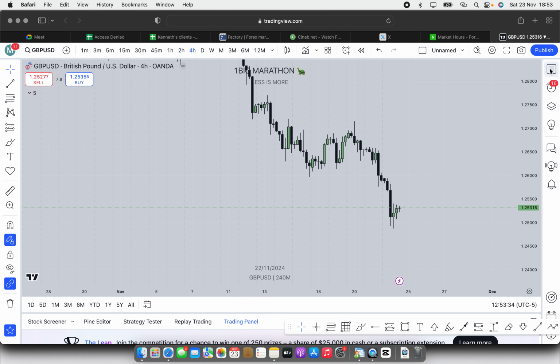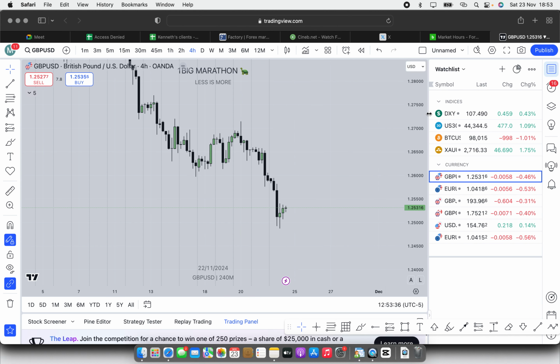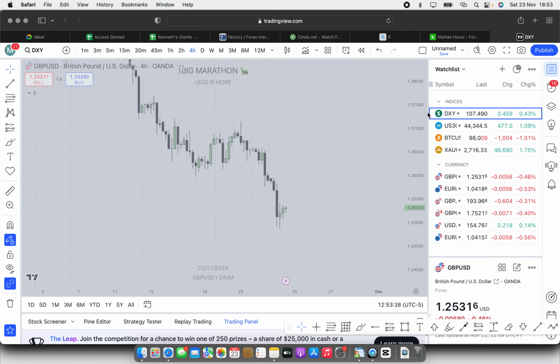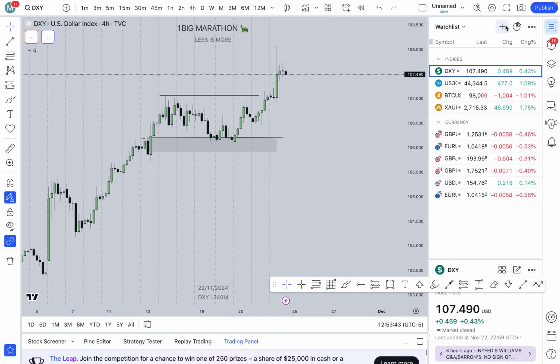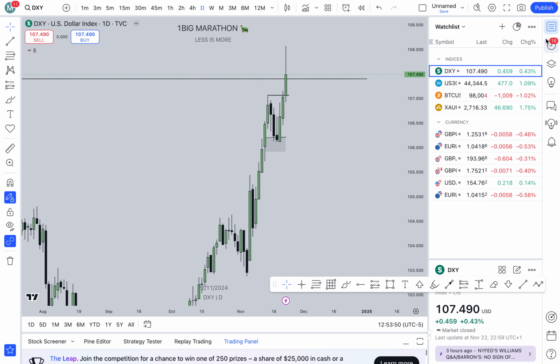So let's do an analysis like we're preparing for the new week to come. This is a market forecast. We are preparing for the new week to come. First off, I would like us to start with DXY and then we'll check on GU, EU, and gold.